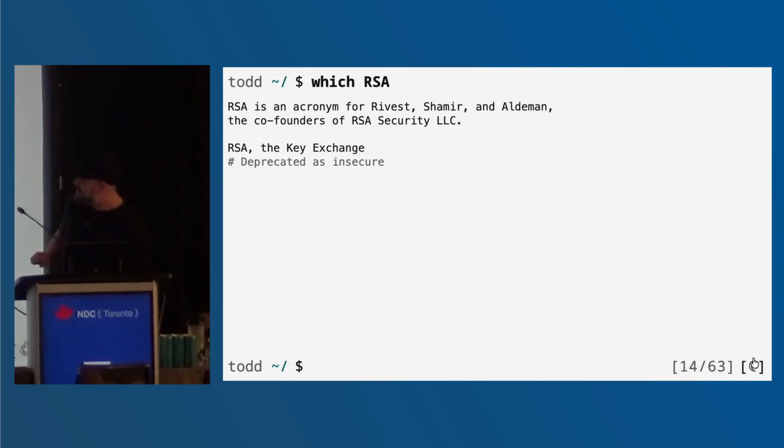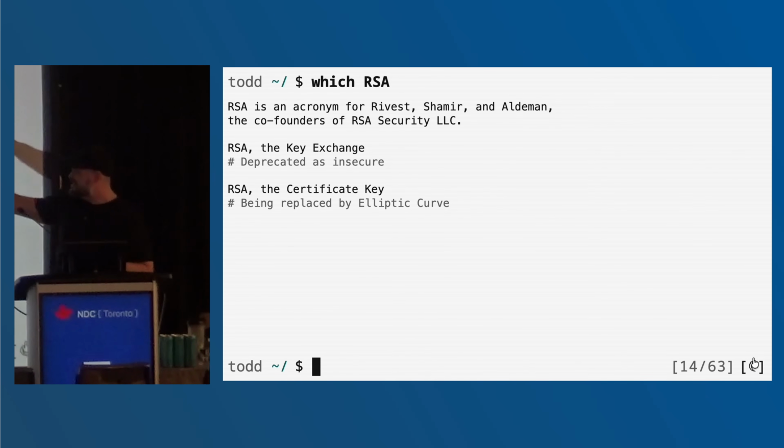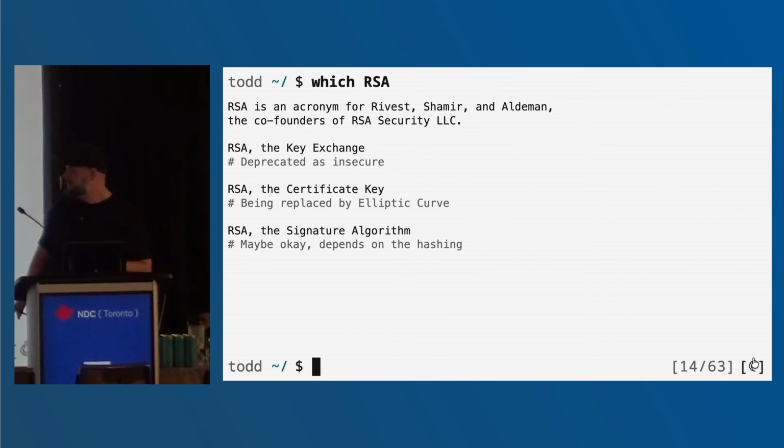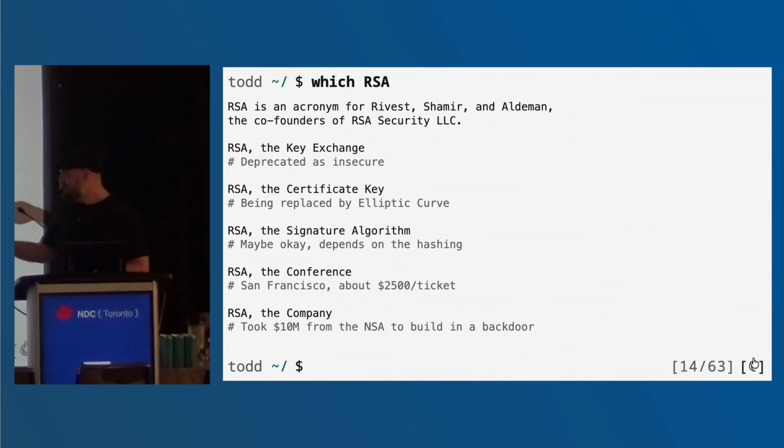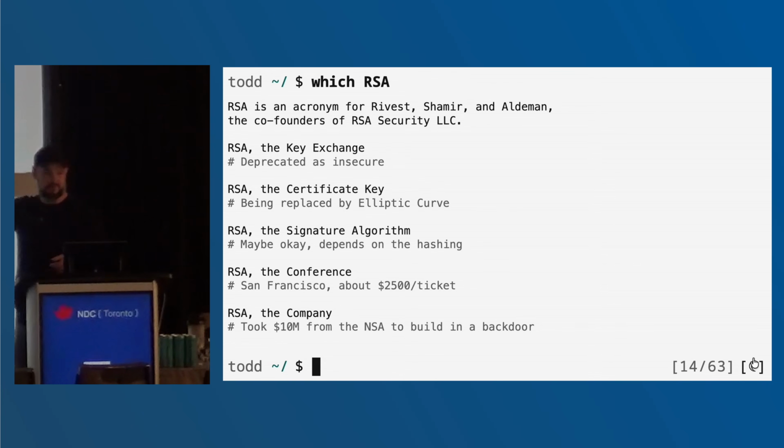So there's RSA, the key exchange, which is not secure anymore. There's RSA as the certificate key, which is being phased out by elliptic curve. There's RSA, the signature algorithm, which might be okay, maybe. There's RSA, the conference, which is in San Francisco, costs about $2,500. And there's RSA, the company, that took $10 million from the NSA to build a backdoor into their products. So when you say RSA, you could be talking about any of these, and there's actually a couple more. But these are the big ones that people are usually referring to.